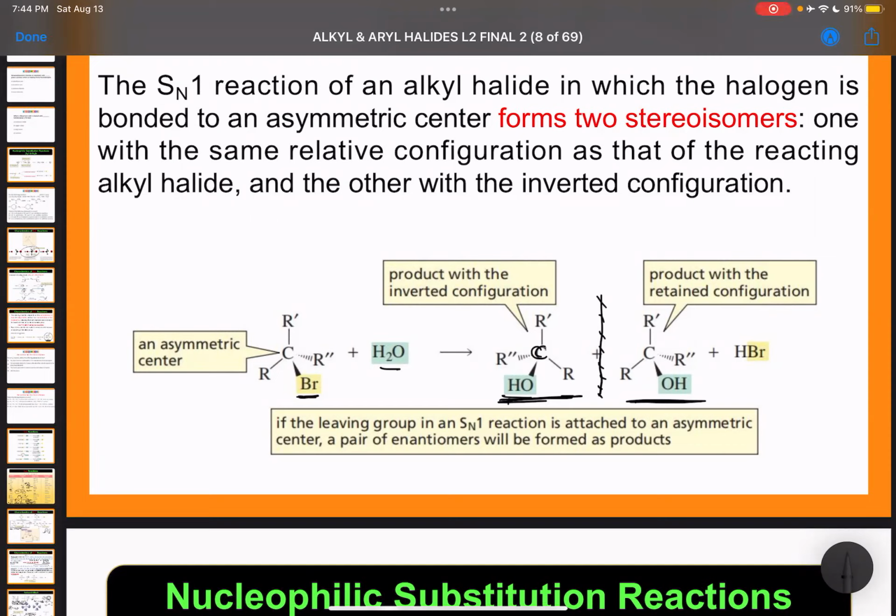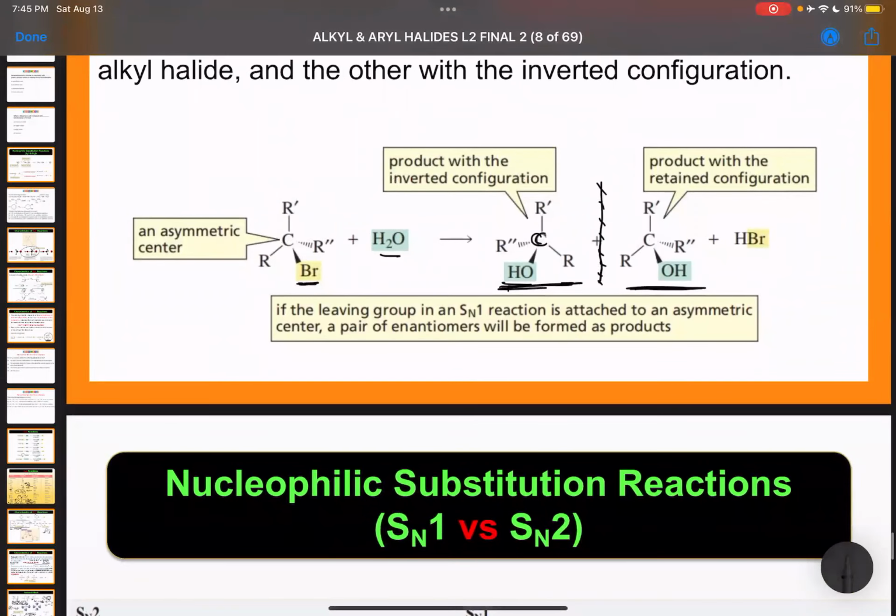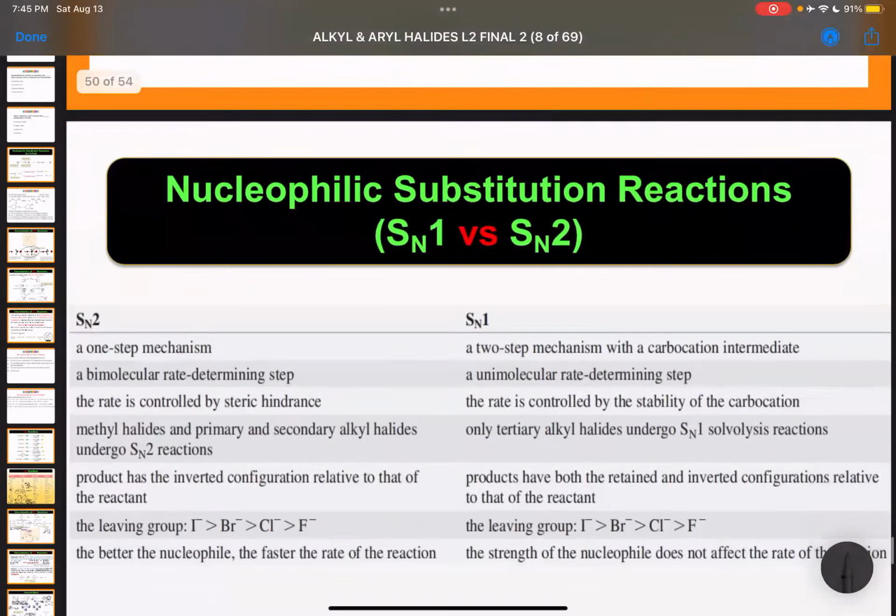Now you have a flat cation. A nucleophile can come and join from both the sides with equal probability. That's why you have a racemic mixture, or enantiomeric pairs, or two mirror images will form.